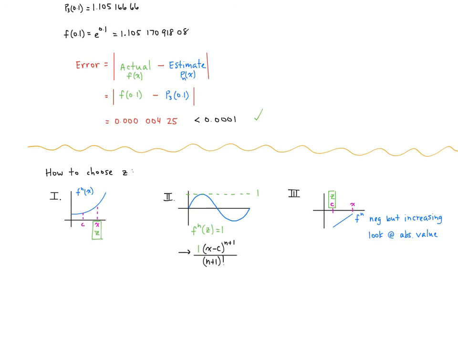Now the third scenario is where the graph of that nth derivative is negative, but it's increasing. So it's almost a little deceiving. What we need to do is look at the absolute value of that graph. If we look at the absolute value of the graph, it really looks something like this. By looking at the absolute value, now we can see that on this interval from c to x, the maximum value is going to be that c value right there. So whatever c is, that's going to be our z value, and we'll evaluate it.